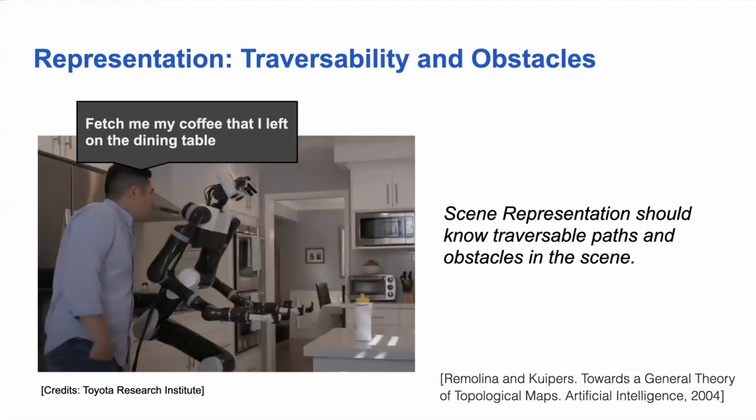The third thing is it's not only enough to ground symbols or concepts in the physical world, but the representation should also encode somehow traversability. That is, if you tell a robot to go fetch me a cup of coffee, it should know not only the grounding of where the coffee is and where it is, but also a path to go from where it is to the coffee. So the representation should have traversability and obstacle information. So that's the third requirement.